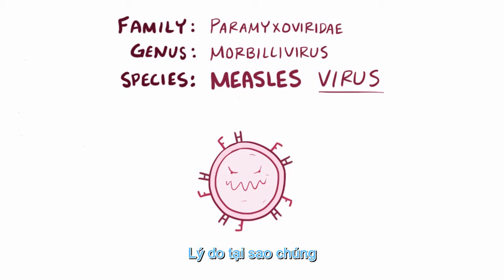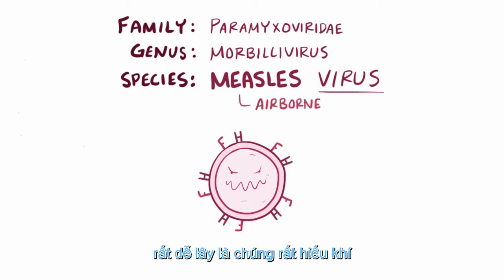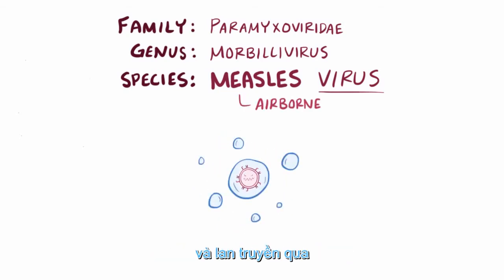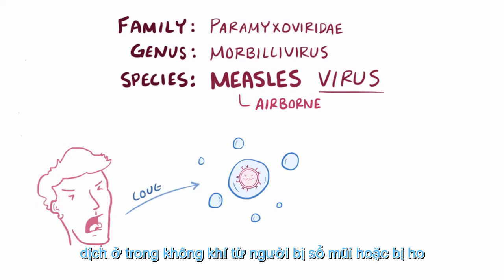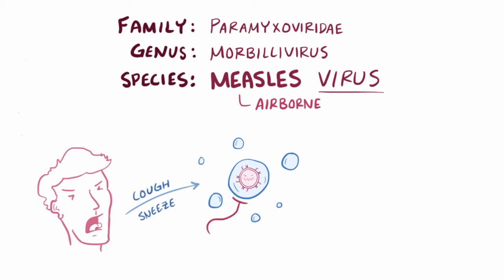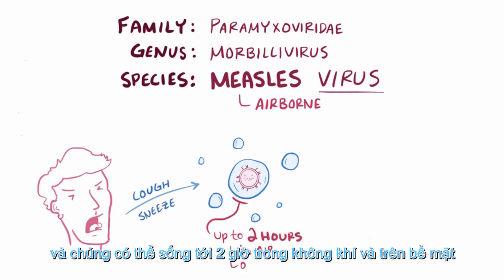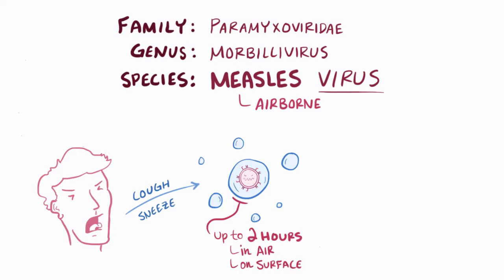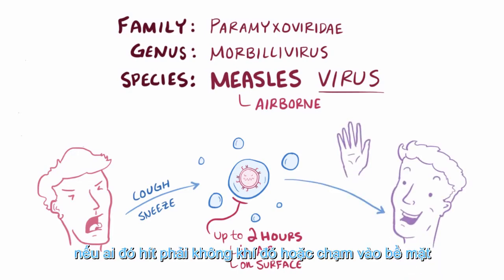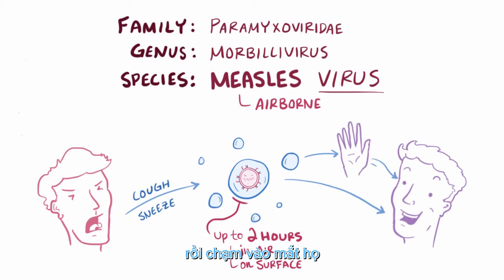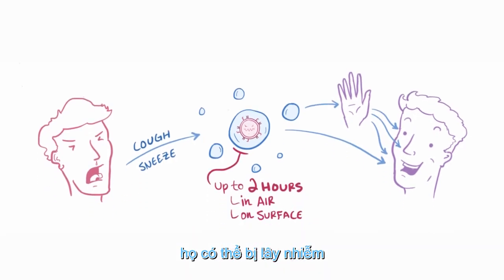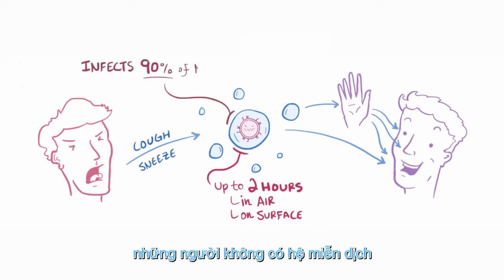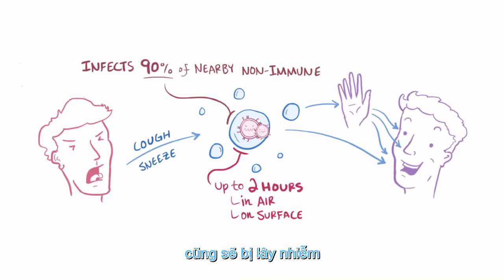The reason why this guy's so contagious is that it's airborne and spreads via tiny liquid particles that get flung into the air when someone sneezes or coughs, and can live for up to 2 hours in that airspace or nearby surfaces. If someone breathes in that air or touches a surface and then touches their eyes, their nose, or their mouth, they can become infected. Measles is so contagious that if one person has it, 90% of nearby non-immune people will also become infected.